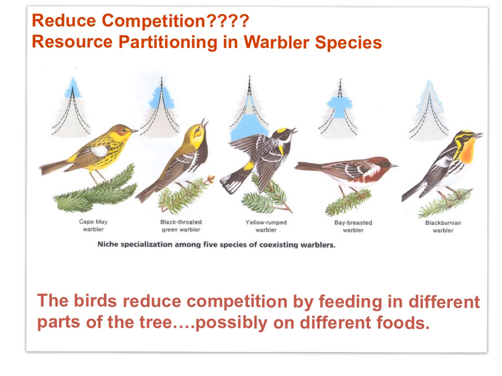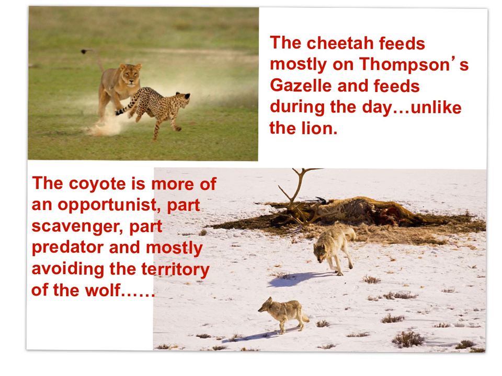So let's come back to the 2 earlier examples of possible competition, the lion and the cheetah, and the coyote and the wolf, and ask the question, what's the thinking here? Do the lion and cheetah occupy the same niche? Do the coyote and wolf occupy the same niche? Now, the lion and cheetah probably do compete for some resources, but it does appear that the cheetah feeds mostly on Thompson's gazelle and feeds during the day, unlike the lion. The wolf and the coyote probably could compete for some resources, but the coyote is more of an opportunist, part scavenger, part predator, and mostly avoiding the territory of the wolf.